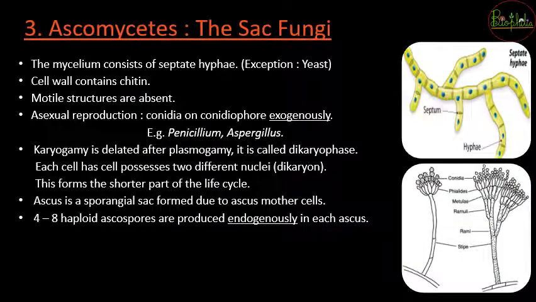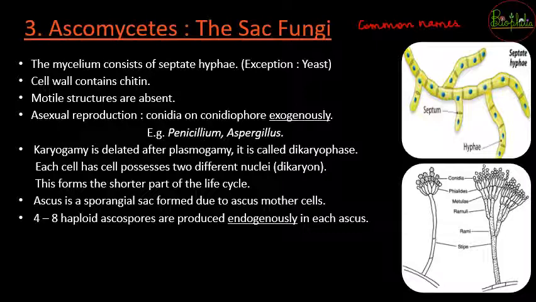Now let's see the third group of kingdom fungi, that is Ascomycetes. Ascomycetes are also called sac fungi. Here you have to notice one thing: whenever you are studying kingdom fungi, you should have a criteria to remember all the common names. For example, here we called Ascomycetes sac fungi, Zygomycetes we call conjugation fungi, or Oomycetes we called algal fungi. So you need to remember the common names of the fungi.